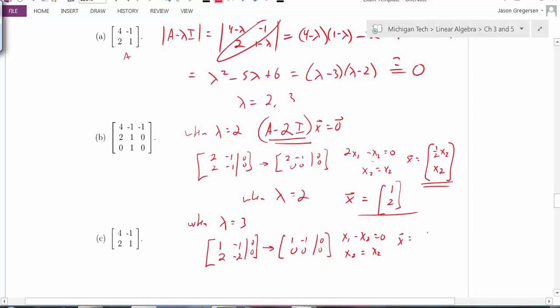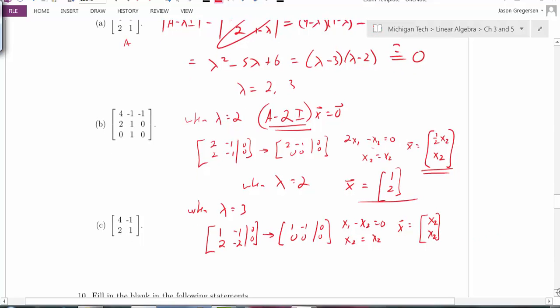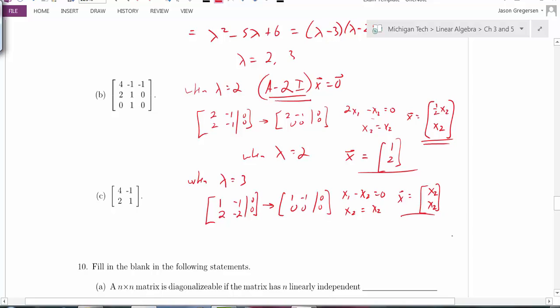So my eigenvector in this case looks like x1 should be equal to x2, and x2 is free. So this is the eigenvector for any choice of x2. So this eigenvector could be 1, 1 if I choose x2 to be 1. So when lambda equals 3, this is my associated eigenvector.